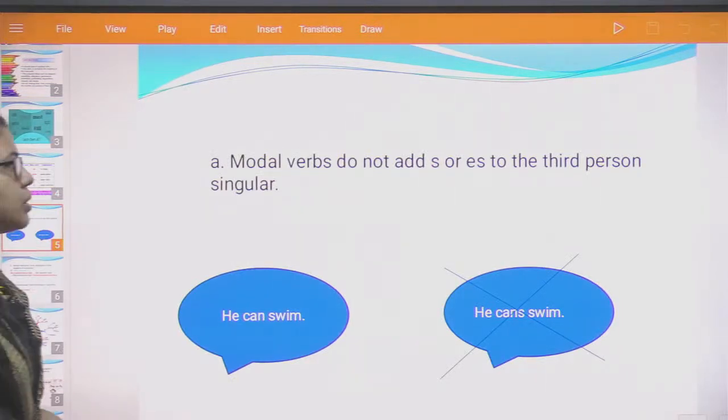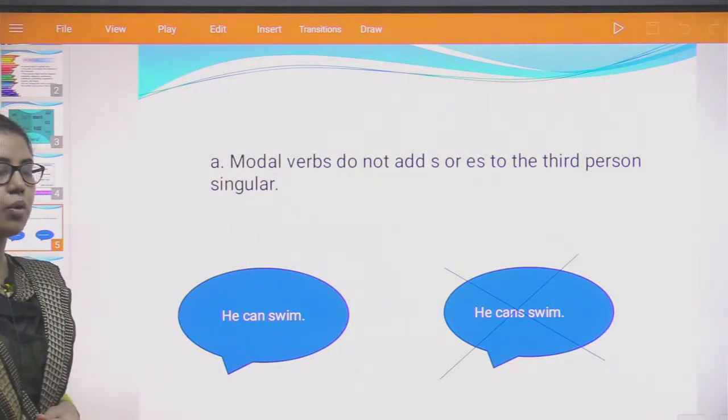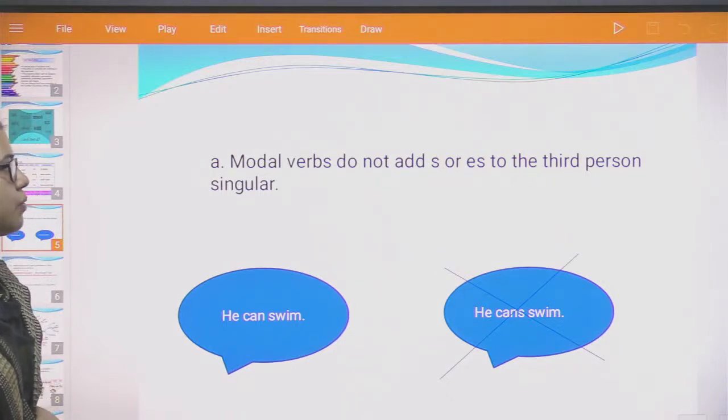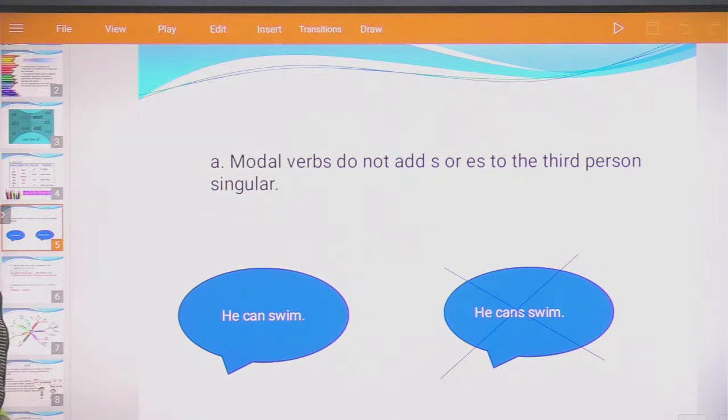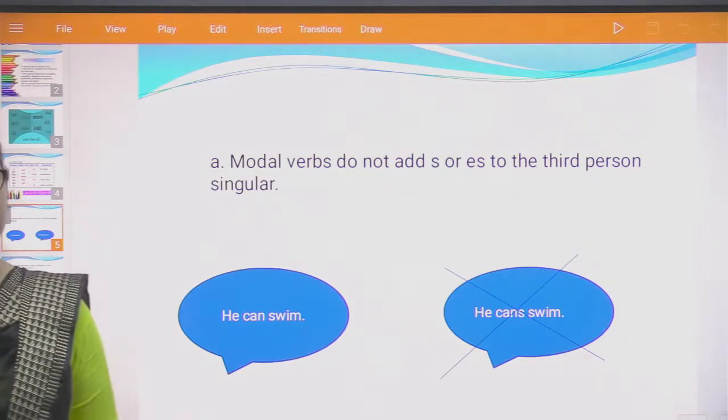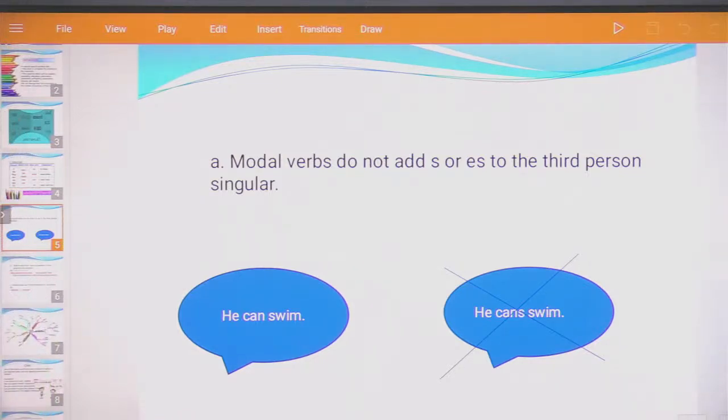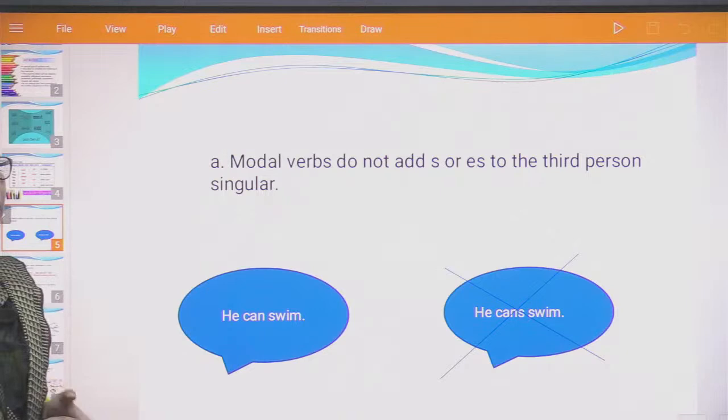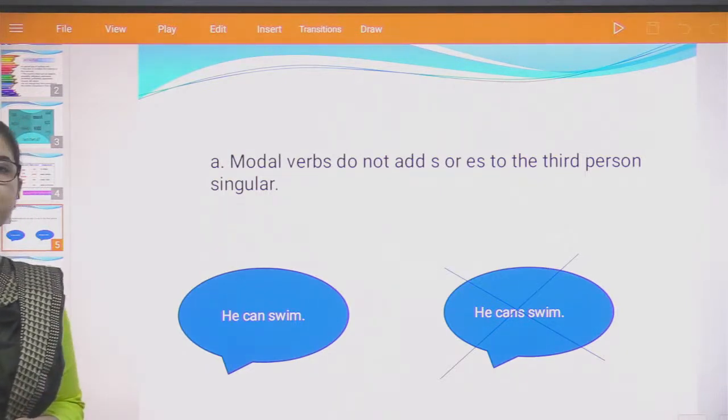Here we have a rule, student. Let's understand what it is explaining. Modal verbs do not add s or es to the third person singular. Like in present simple tense, we place s or es according to the subject, but here we will not put s or es.